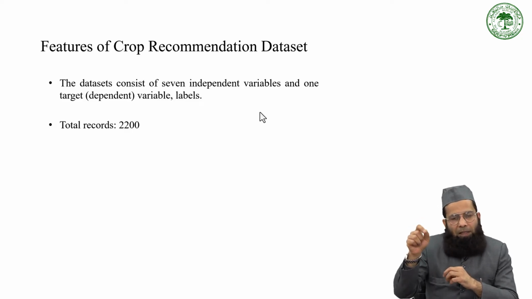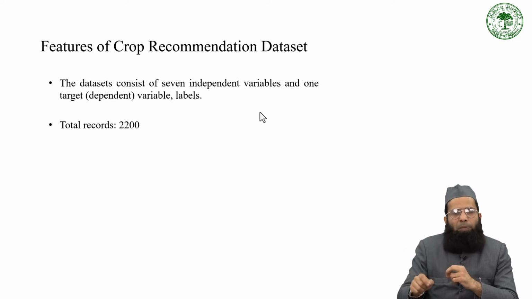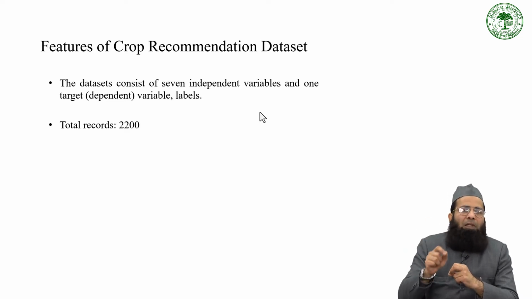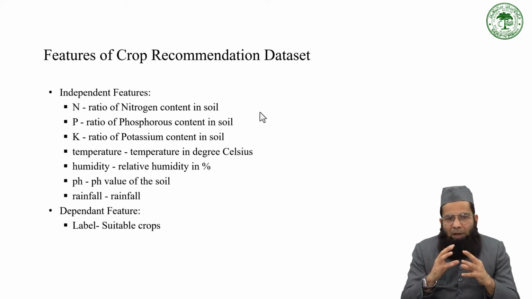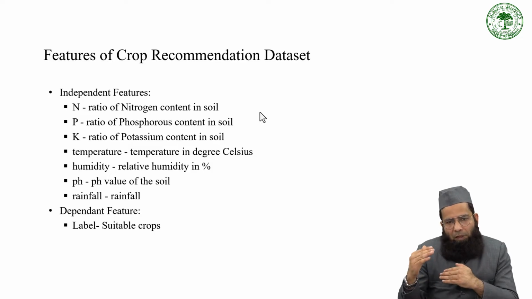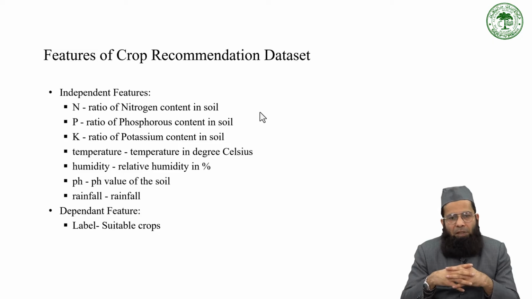The label contains the information about which type of crop it is, whether it is apple or rice or wheat and so on. This dataset contains 2,200 records. As far as the features of the crop recommendation dataset are concerned, I have already told you there are certain independent features and one dependent feature.